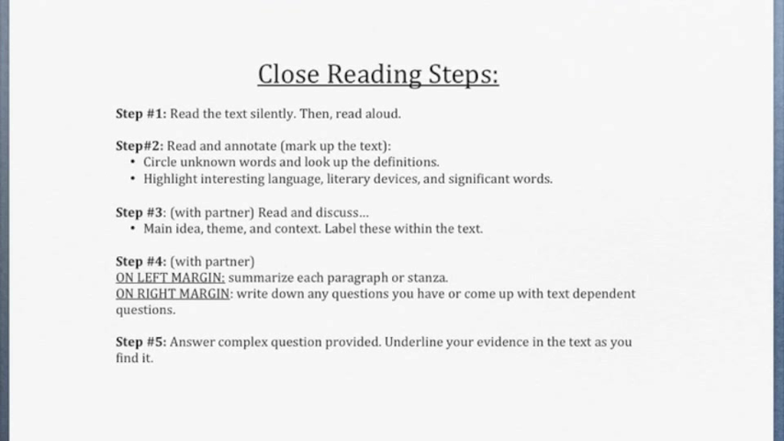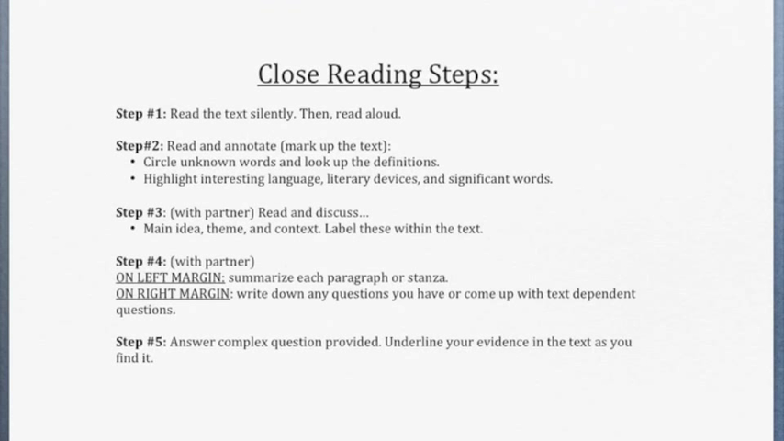Step number 1, you're going to read the text silently and then read aloud. Step number 2, you're going to read and annotate, which means mark up the text. First part of annotation, you're going to circle unknown words and look up their definitions or meanings. The second part, you're going to highlight interesting language, literary devices, or significant words.